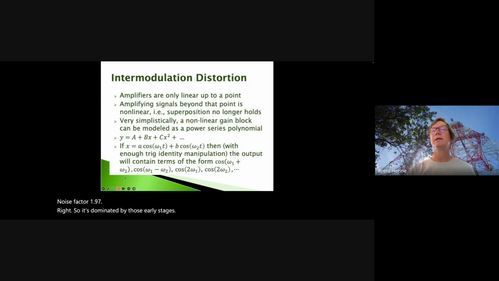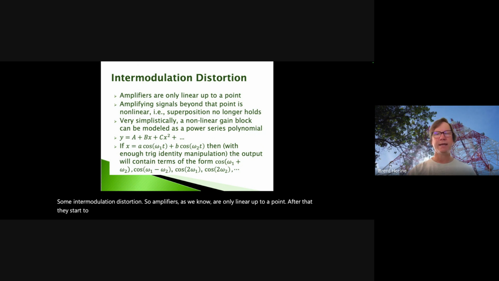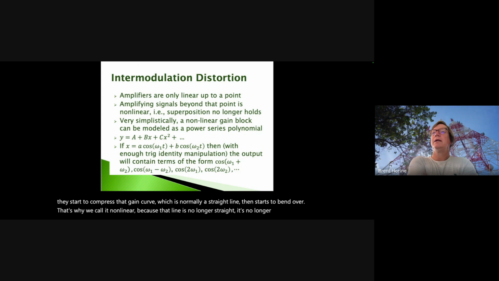All right, now that's noise, but we also have some intermodulation distortion. Amplifiers, as we know, are only linear up to a point. After that, they start to compress. That gain curve, which is normally a straight line, then starts to bend over. That's why we call it nonlinear, because that line is no longer straight. It's no longer linear.